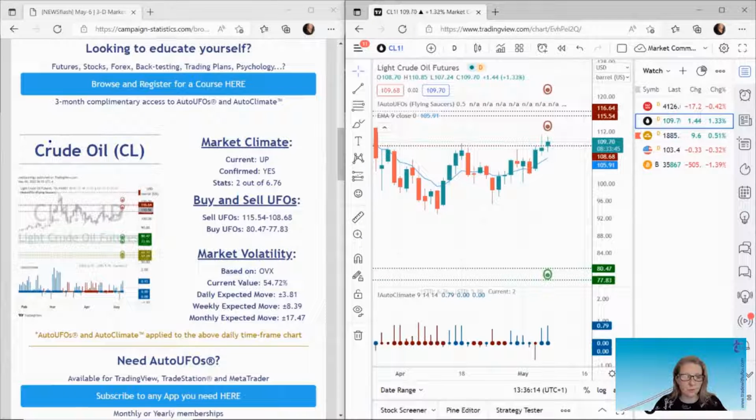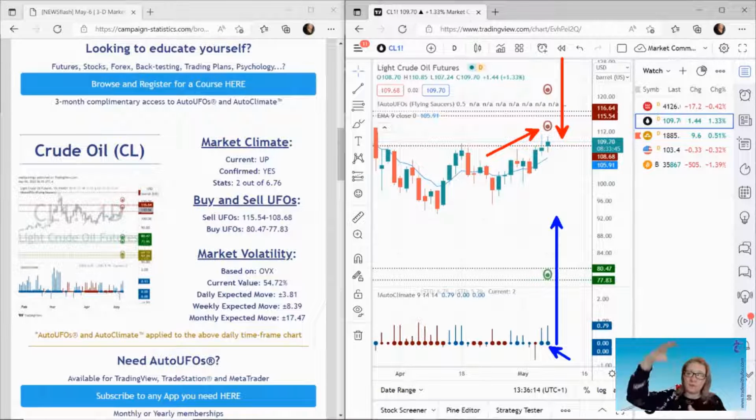So back to crude oil, we have a thick blue dot. On Auto Climate, a thick blue dot tells us probability upwards. However, we've got thick blue dot, probability up, coming from the climate, but we have sellers that we are within right now. Current price is sitting amongst a bunch of sellers. They are between 115.54 to 108.68, and they will be currently pushing price down. So we have a fight going on. Sellers pushing down, buyers pushing up in the same place, which means there is not a clear direction one way or the other. Who knows who's going to win?